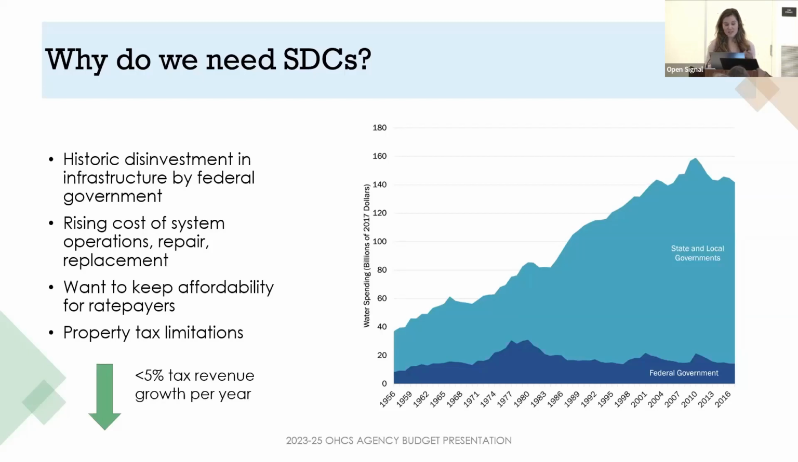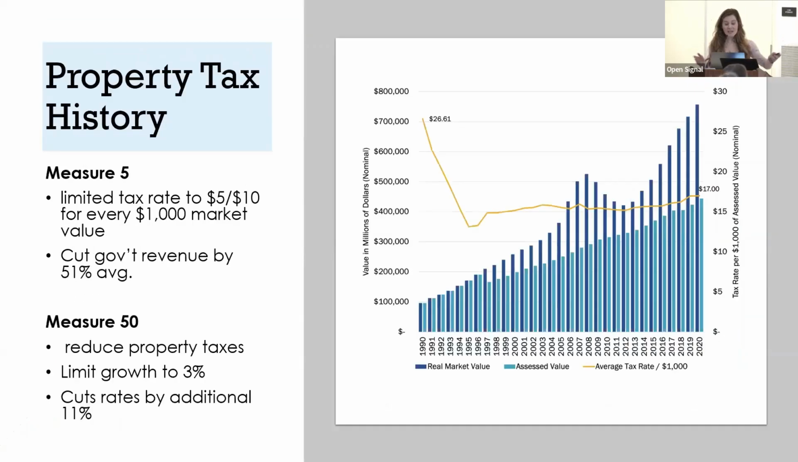And these are great things, but they also lead to costs in the development process. They add time, they add administrative time. So they're important, but they also add a level of complexity to the mix. So at the same time that federal funding is declining and costs are increasing, something else is happening: property taxes.